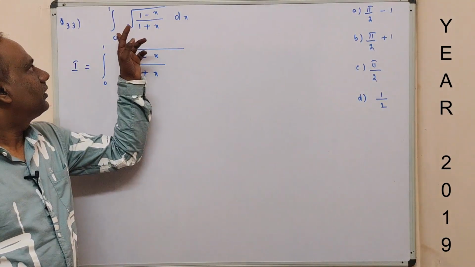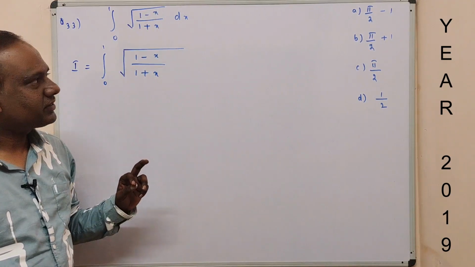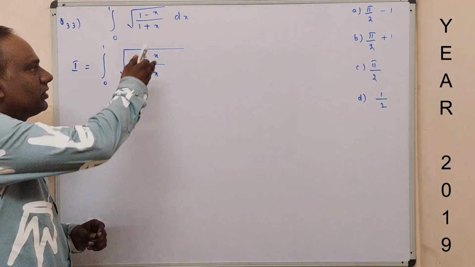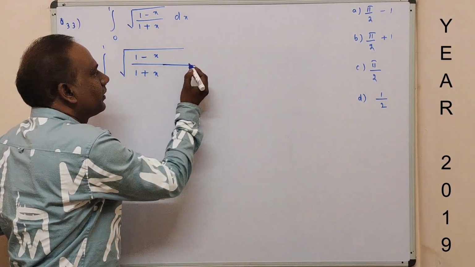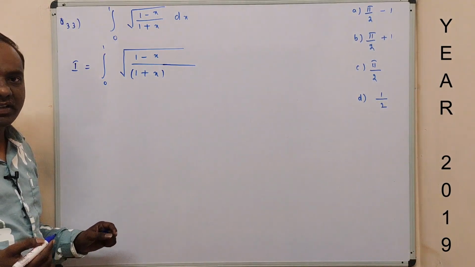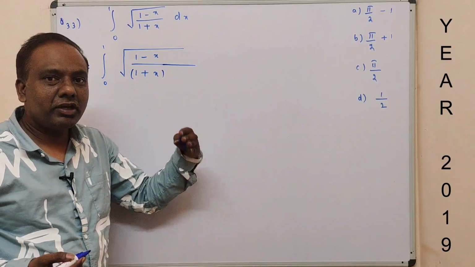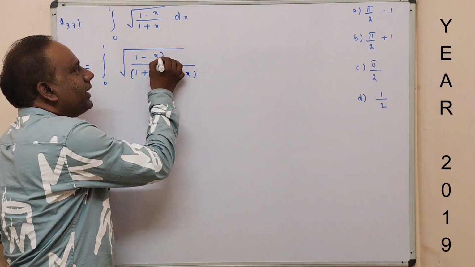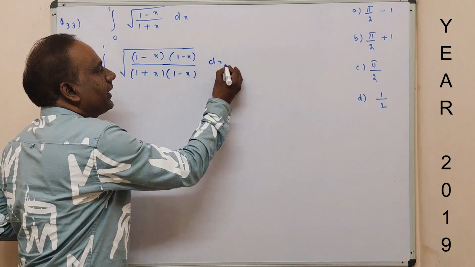This question is the integration from 0 to 1 of root of (1 minus x) by (1 plus x) into dx. So these are the options here. First of all, we take this integral as I. In this case, please rationalize this. Here the denominator is 1 plus x, so you can multiply and divide it by 1 minus x.